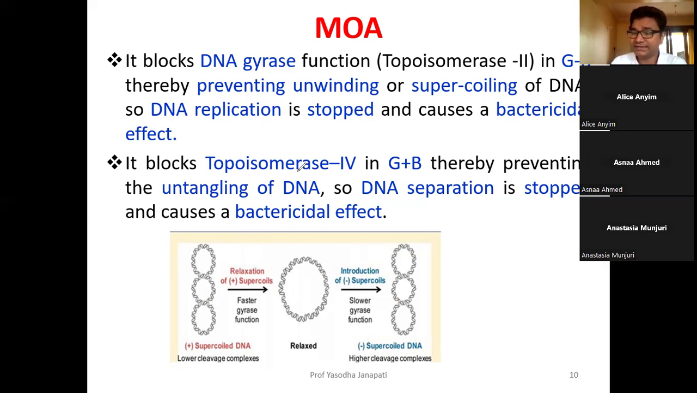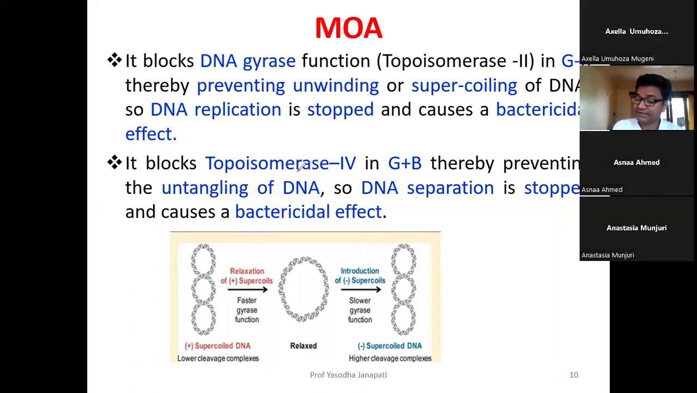So that is what we told. It blocks the DNA gyrase, thereby preventing unwinding, and supercoiling will be there. So DNA replication is stopped and causes a bactericidal effect. That is the advantage of these drugs. As with oxazolidinones, we learned that these drugs block the early stage of protein synthesis. In the same way, these drugs block the early stage of the replication process. You may have DNA gyrase and DNA polymerase, but you can't get the fragments proper. DNA cannot be formed properly.